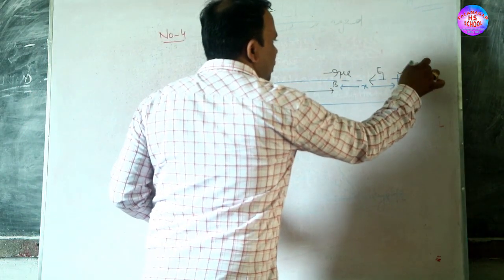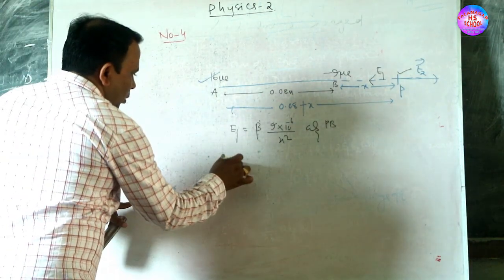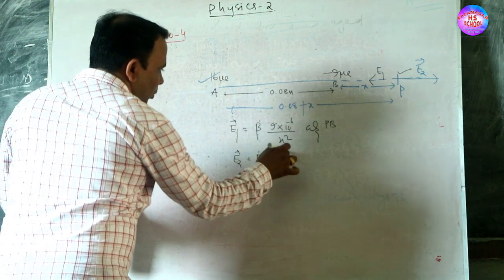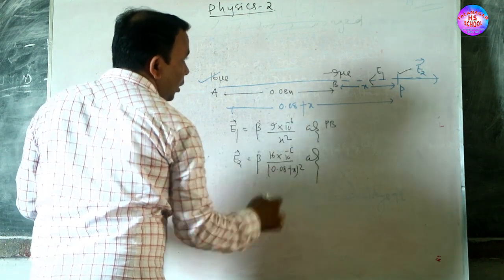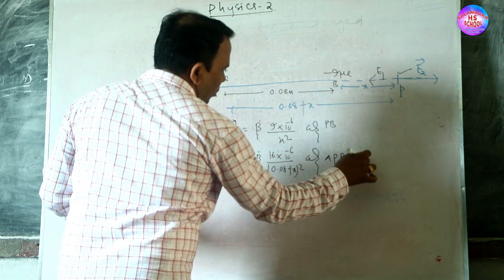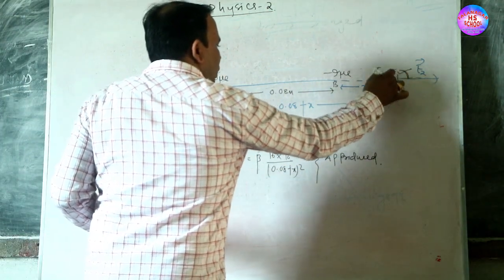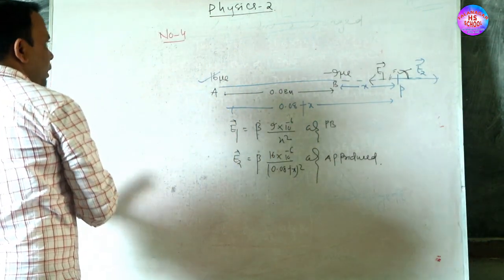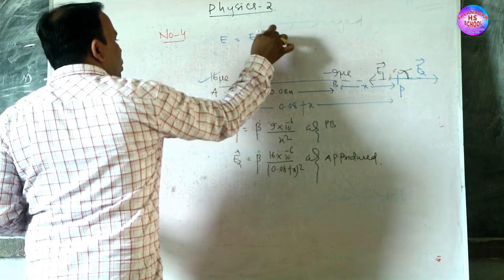The electric field is here E2. Then E2 is equal to k into 16 into 10 to the power minus 6 by (0.08 plus x) square, along the direction of FP produced. Again, the angle between the two vectors is 180 degrees. So therefore the net resultant becomes E is equal to E1 minus E2.